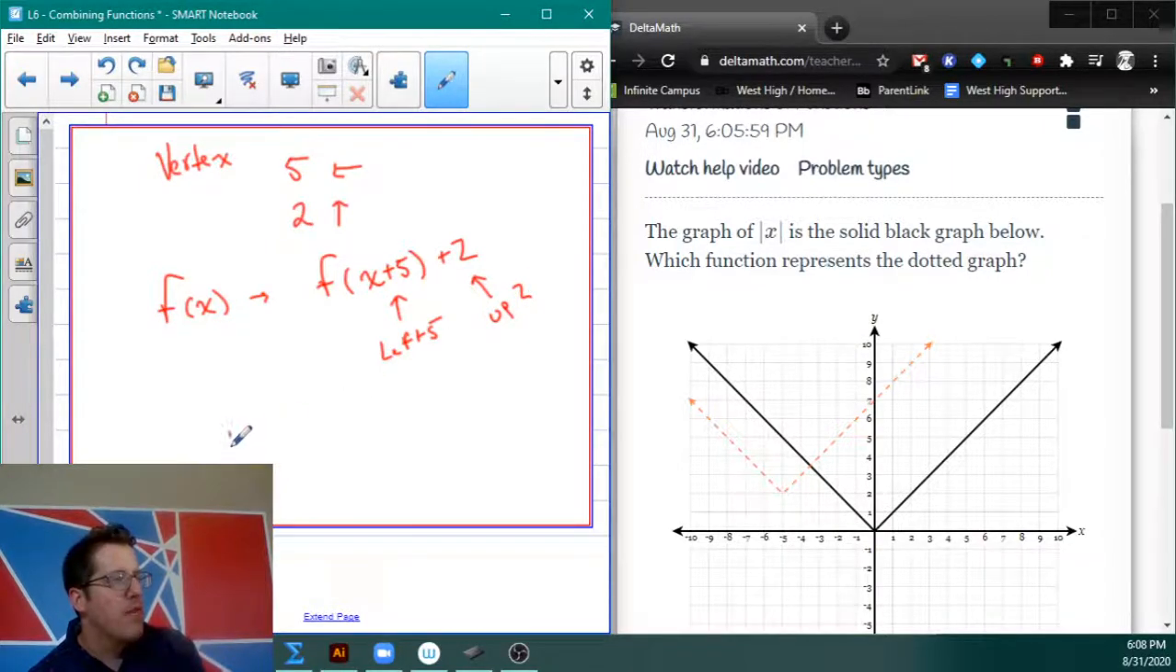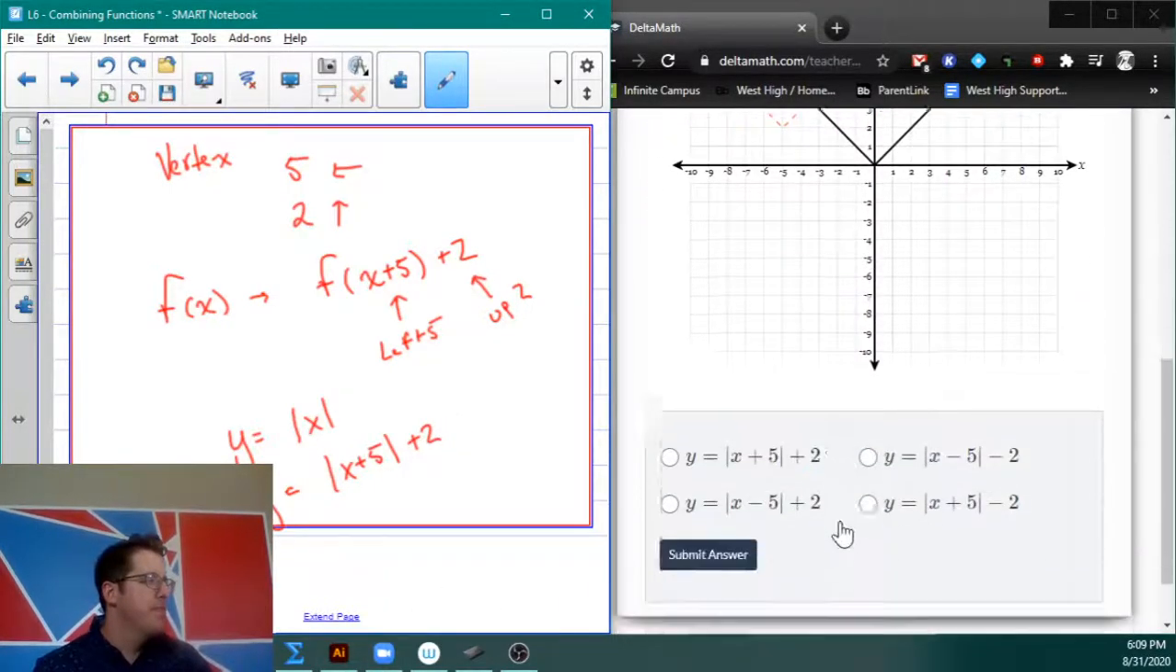So they gave us y equals the absolute value of x, which means our new function is y equals the absolute value of x plus 5. So the 5 is in with the x, plus 2. Let's see if that's an option.